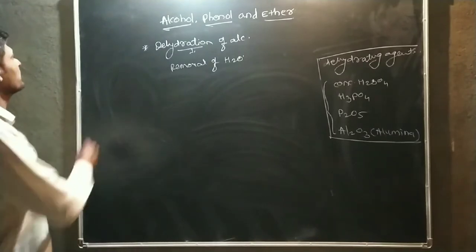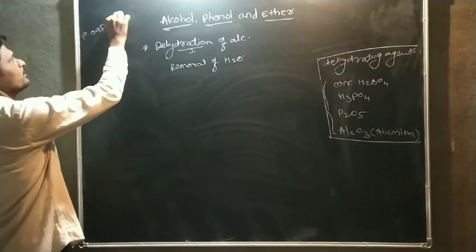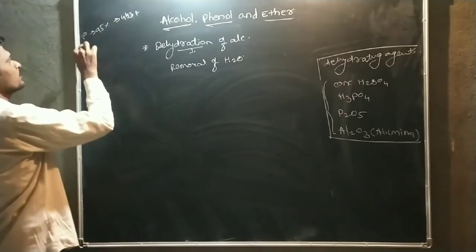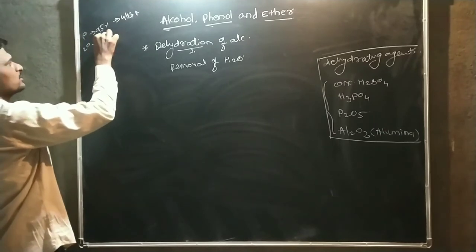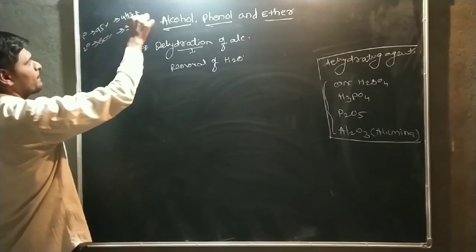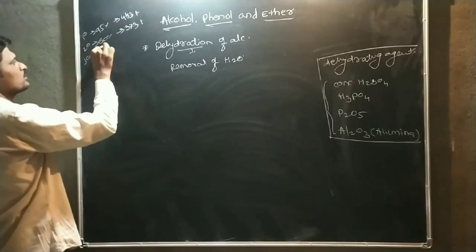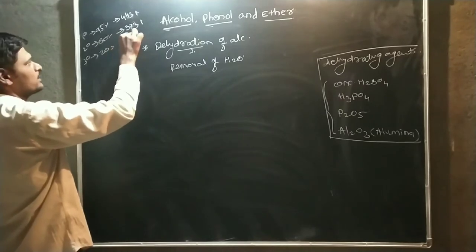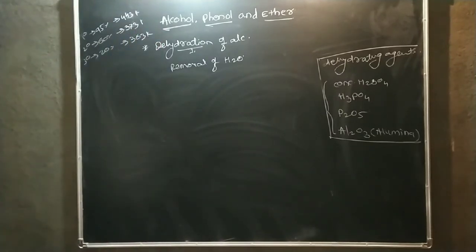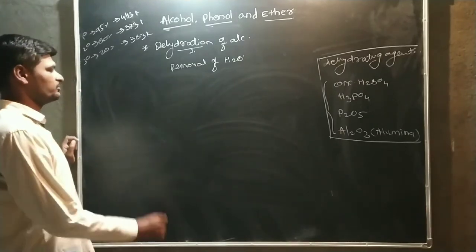We can write here, if primary alcohol 95%, temperature is 443 Kelvin. Secondary alcohol, 60% H2SO4 is used, temperature is 363 Kelvin. And if the tertiary alcohol is reacted with 20% H2SO4 at 363 Kelvin. This is the temperature as well as the percentage concentration of H2SO4 used with the respective alcohols.